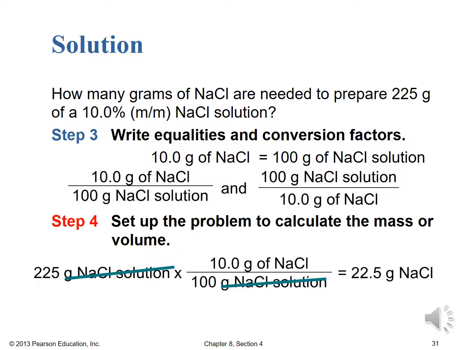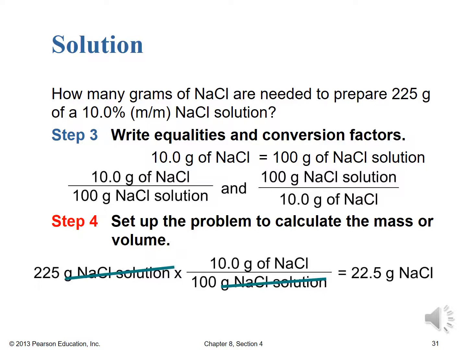All right, moving on to step three, we can write our equalities and our conversion factors. So because this is a 10.0% mass per mass percent NaCl solution, that means that 10.0 grams of NaCl equals 100 grams of NaCl solution. So we can either have the 10.0 grams of NaCl up top and the 100 grams of NaCl solution in the denominator, or we could have the 100 grams of NaCl solution as the numerator and the 10.0 grams of NaCl as our denominator.